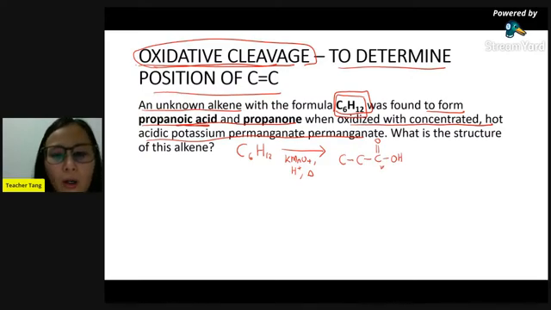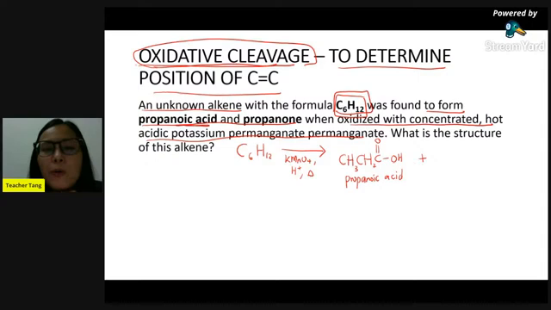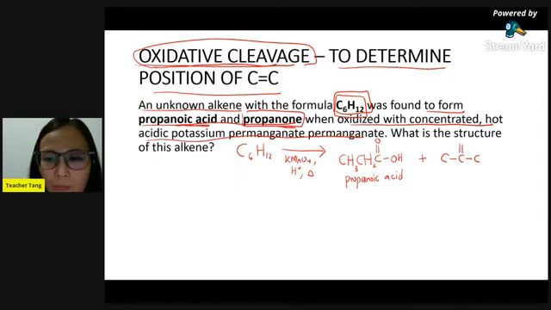This carbon already has four bonds, so no hydrogen. This carbon has 2 bonds, so 2 hydrogens. This carbon has 1 covalent bond, so 3 more for hydrogen. So this is the propanoic acid. And then another product is propanone. The 'one' means that it is a ketone. So prop, 3 carbons, ketone. The ketone carbonyl group must be in the middle of the chain. This carbon has one covalent bond, so 3 hydrogens. The second carbon has 4 bonds, no hydrogen. This one has 1 covalent bond, so 3 hydrogens. So this is propanone.